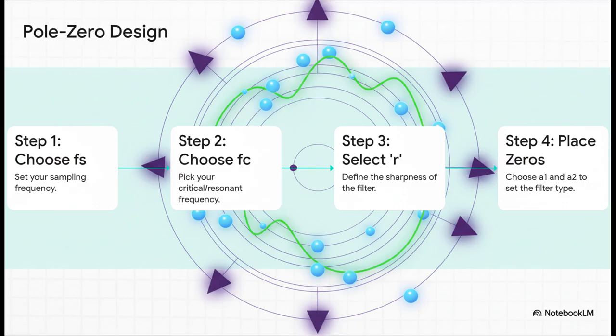Step 2, you choose your critical frequency. That's the spot you want to boost or cut. Step 3, you select R, your radius, to decide how sharp you want that peak to be. And finally, step 4, you just look at our little cheat sheet to place your zeros and lock in what kind of filter you're making. Seriously, that's the whole process.